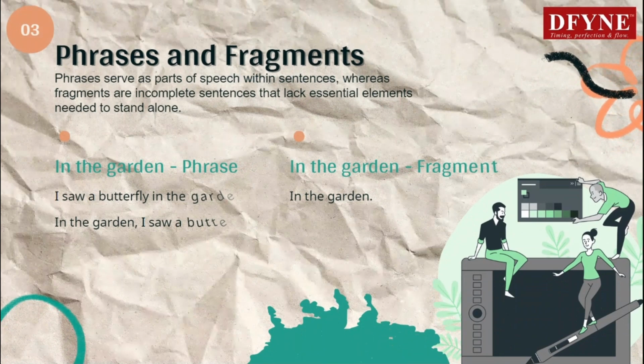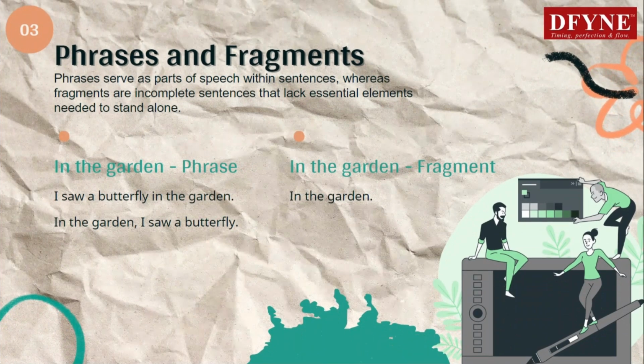Phrases and fragments. Phrases serve as parts of speech of a sentence, while fragments are incomplete sentences that cannot function as an independent sentence. In the example for phrases, we see that in the garden is used to convey additional details. Even without it, the rest of the sentence is complete with the subject, I, and the predicate, saw a butterfly. In the fragmented version, the subject is missing and this cannot stand alone as an independent sentence.